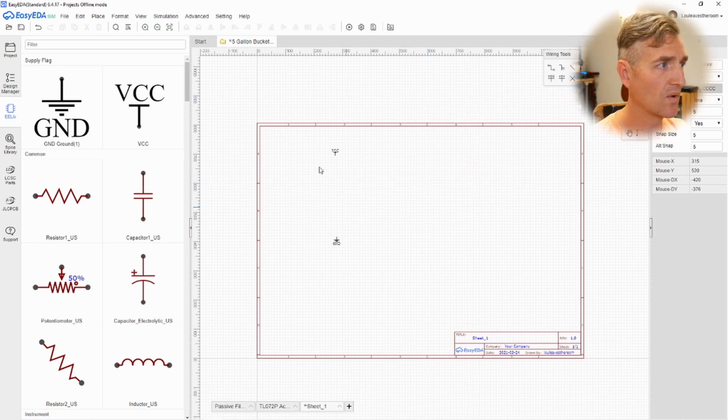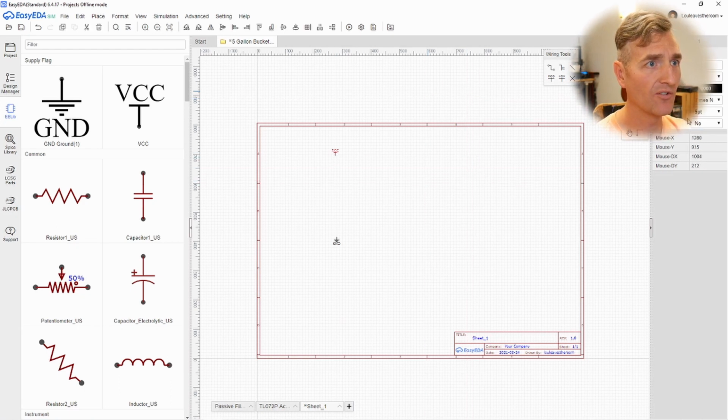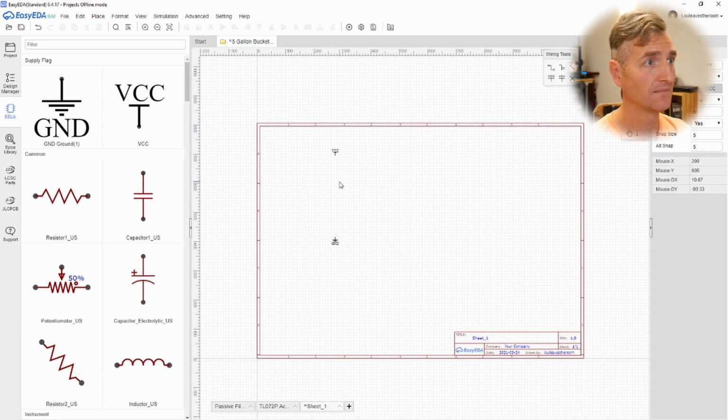Ooh, kind of wired that crazy. And it's 12 volts right here. I don't know, can I tell it? I think there are some components in here. I know there's components in here that I can make 12 volts. Does it say? I'm not sure.